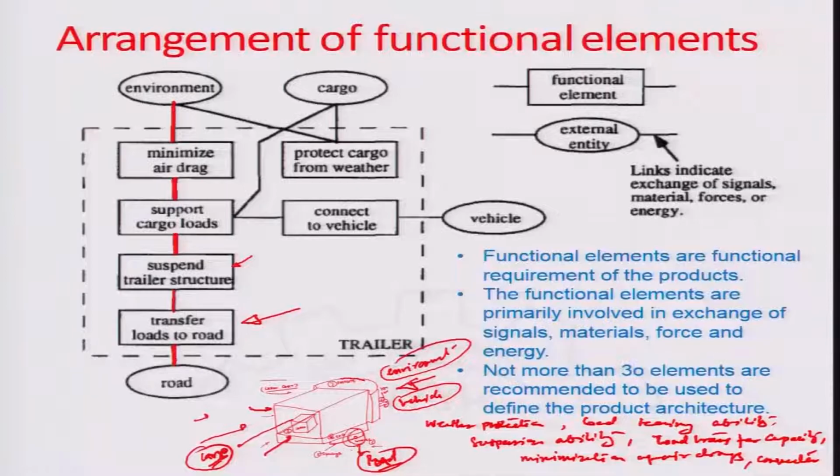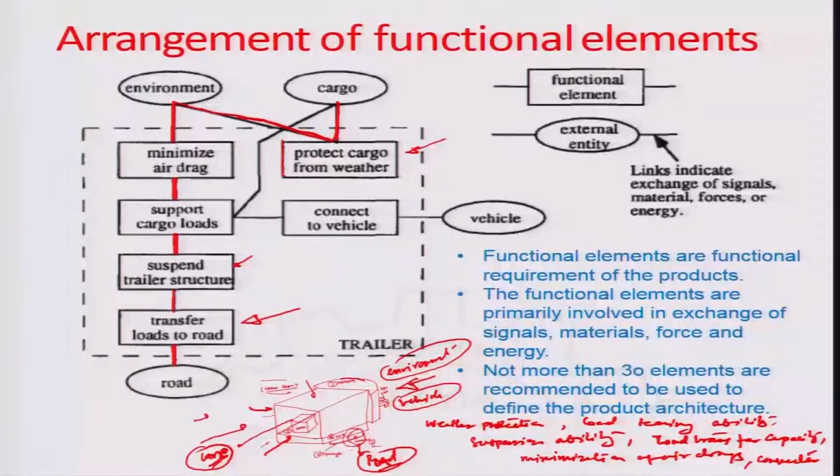Similarly, if I looked at how the protective cover of the trolley would interact, it would basically have a functionality of protection of the cargo from weather. Again, the interaction goes with respect to the environment, and in all these cases the interaction also happens with the cargo, because it is the cargo which is to be protected from the environment, and both of them are external entities. So, we are connecting these external entities to this functionality here, which talks about the protection of the cargo from the weather.